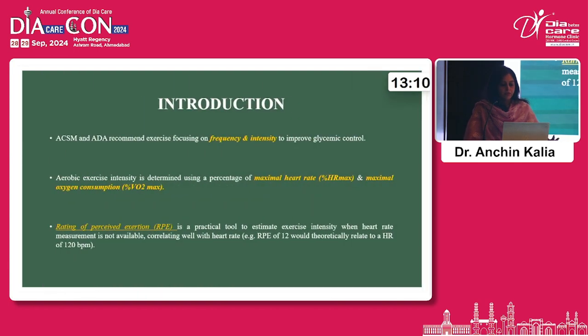When we talk about exercise, it is about the frequency, intensity, and the modality. Modality means the volume of exercise, which we'll discuss shortly. And how do we measure all this? Aerobic exercise intensity is usually measured by the maximal heart rate percentage and maximal oxygen consumption. VO2 generally we can't measure, but maximal heart rate we can.